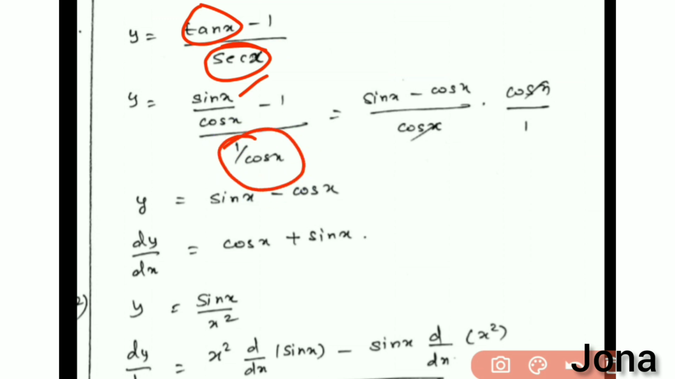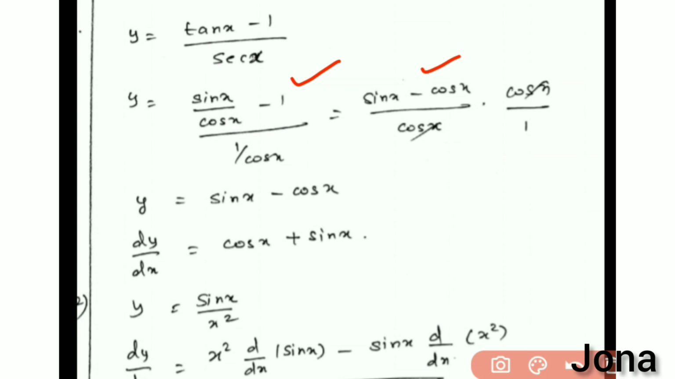So we can take the LCM at the numerator as sin x minus cos x divided by cos x, into this 1 by cos x, which can be written as cos x divided by 1. And then we can cancel this cos x and cos x. So the remaining thing, now we have sin x minus cos x.